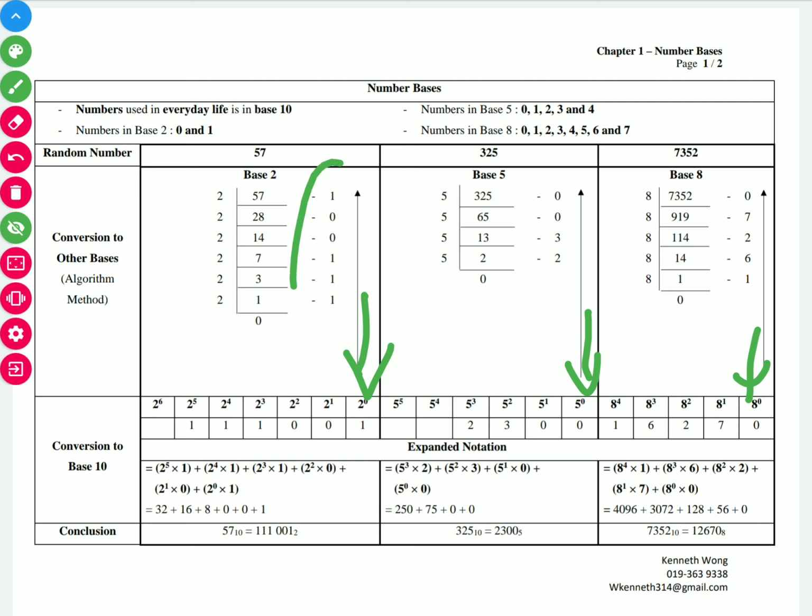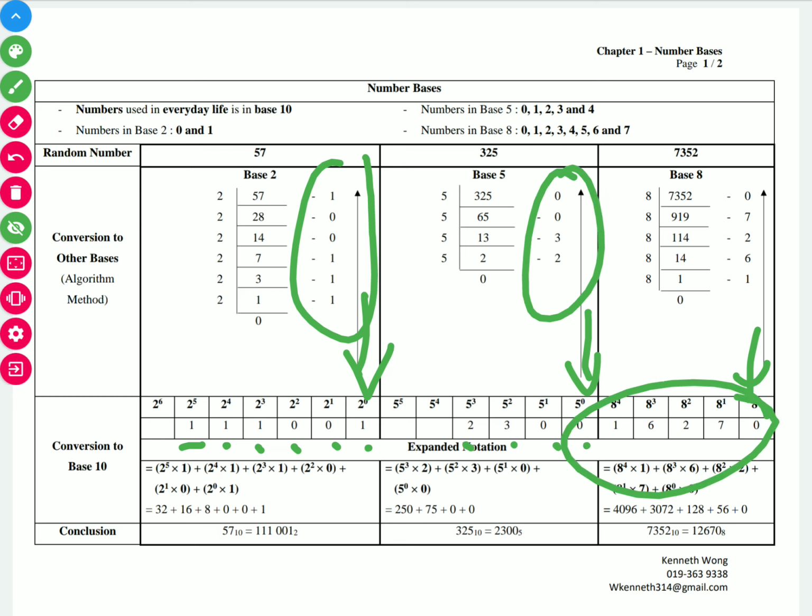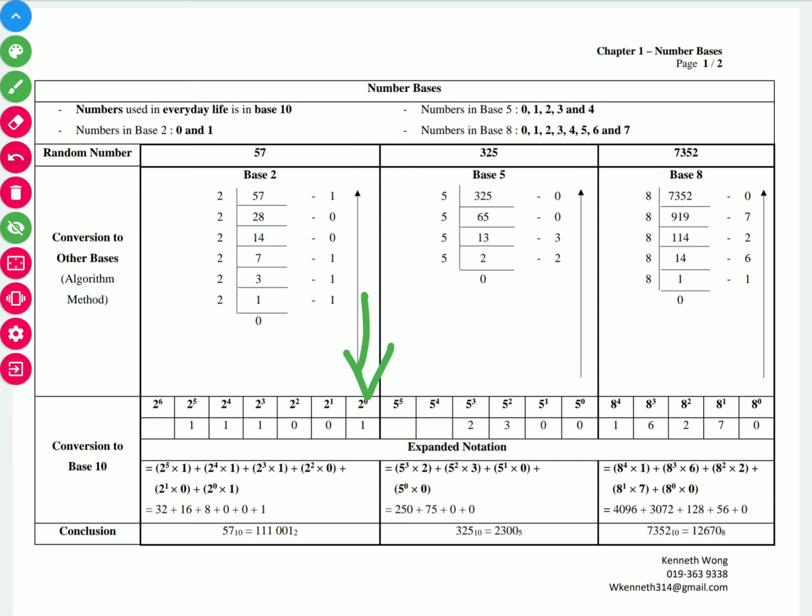Like for now, I have 1, 1, 1, 0, 0, 1, and that's how I'm writing it: 1, 1, 1, 0, 0, 1. For base 5, I have 2, 3, 0, 0. All that checks out and makes sense. Okay, I'm going to take base 2 because it is easier to illustrate.